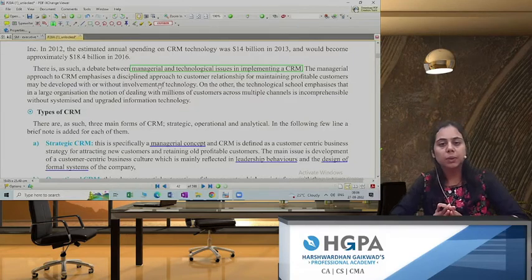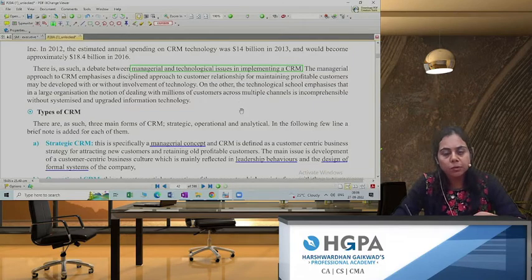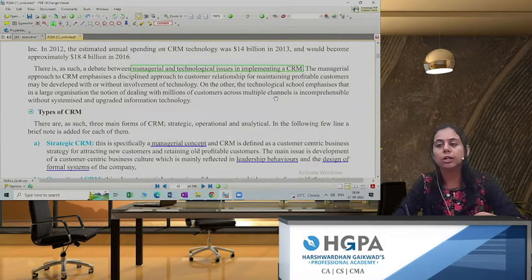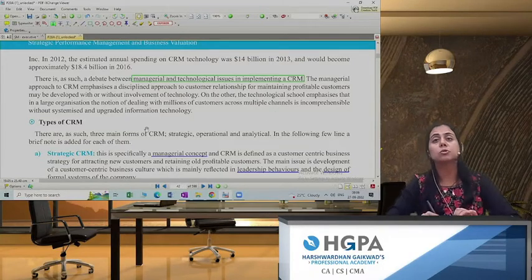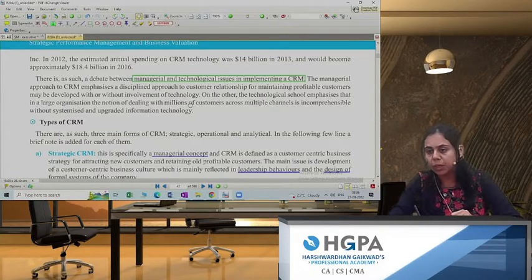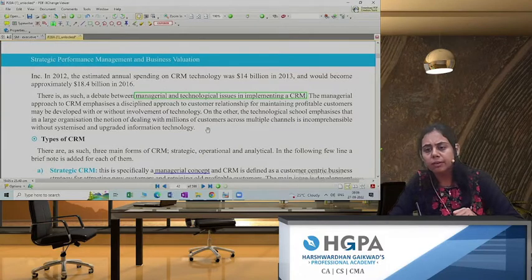Okay, so we're going to start with CRM, that is customer relationship management. The important concept of CRM is already completed. The majority of the part is completed. Only two parts are left. The first part is going to be types of CRM. Let's continue from where we left off.